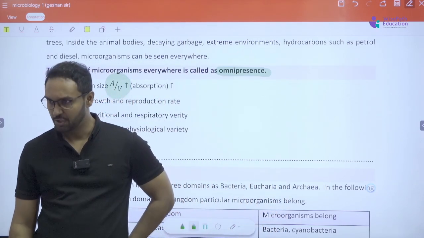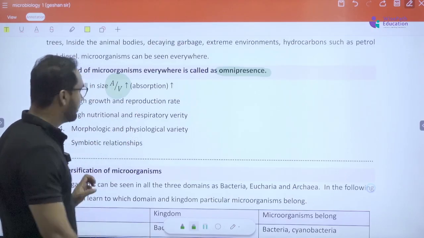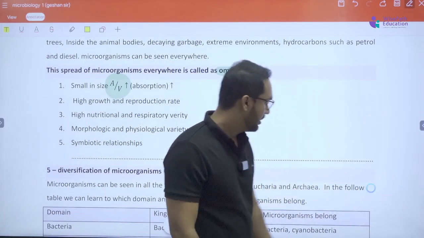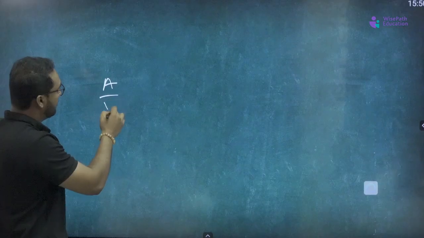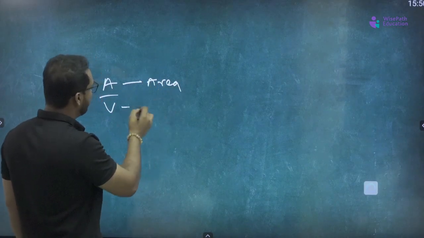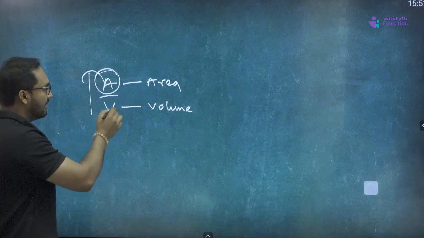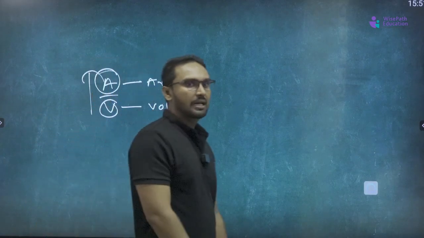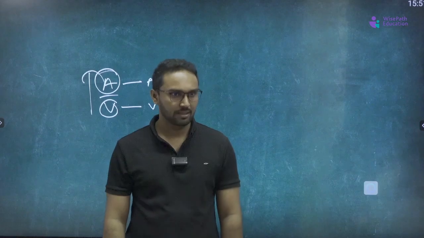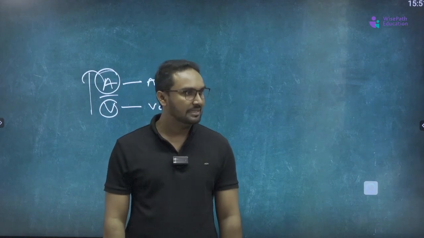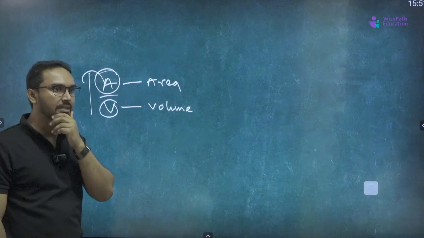AV ratio is the area over volume ratio. That means in all the microorganisms, the AV ratio is very high. Now listen to this. Of all the microorganisms, the AV ratio is very high. A is area and V is volume. So a very high AV ratio means it has a very high area and a very low volume. That is what actually means small in size: a high AV ratio, or a higher area in a very small volume. So how does it affect the omnipresence again?